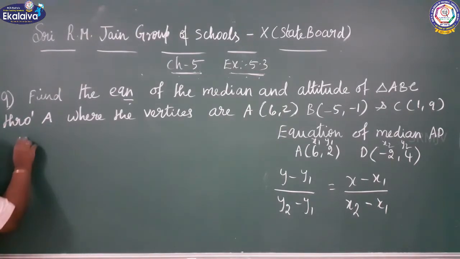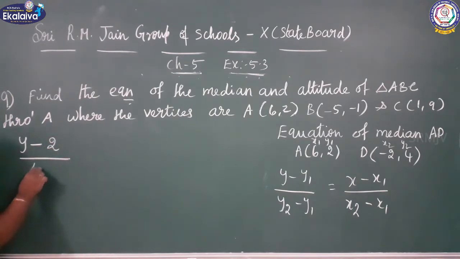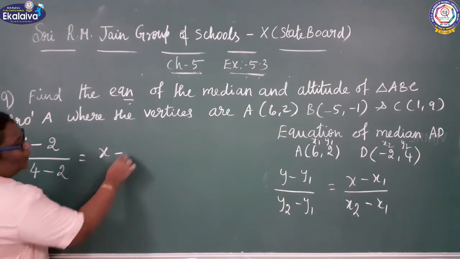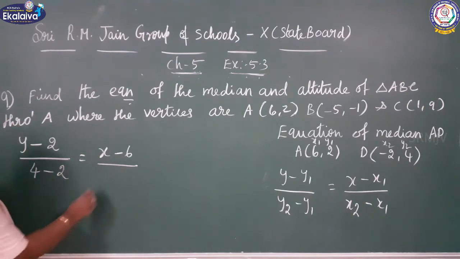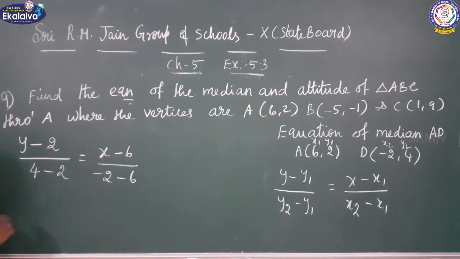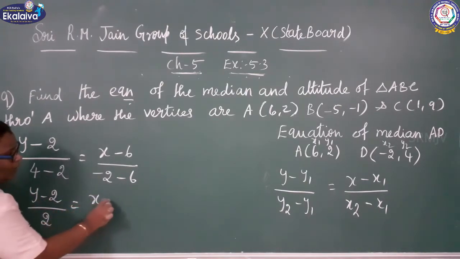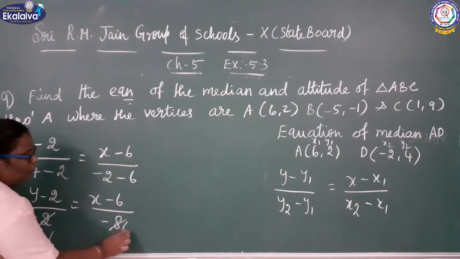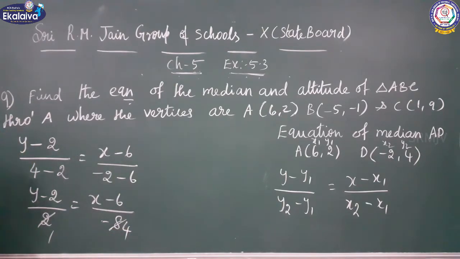So y minus, what is the value of y1? 2. y2 is 4, minus 2, equal to x minus x1, the value is 6, by x2 is minus 2, minus 6. So (y minus 2) by 2 equal to (x minus 6) by minus 8. So 2 1s are 2, 4 2s are 8.